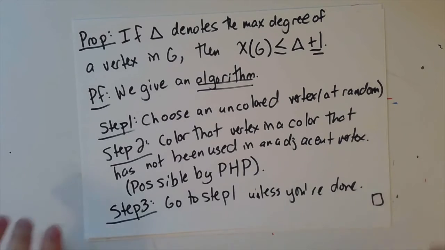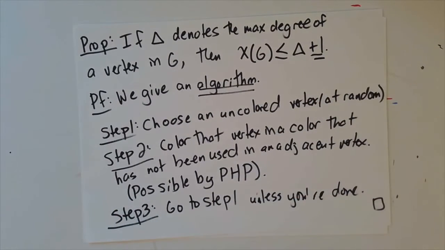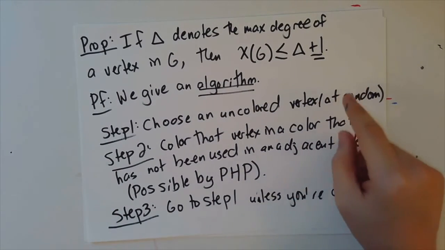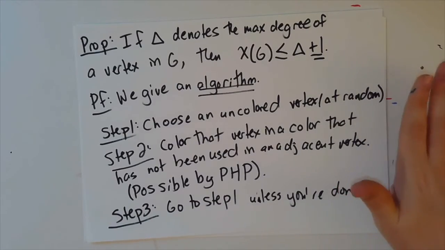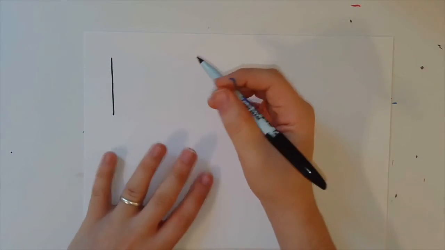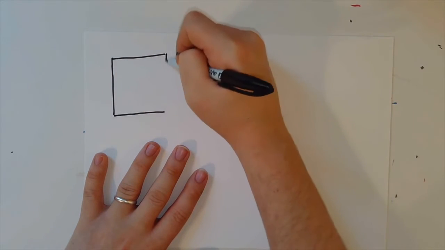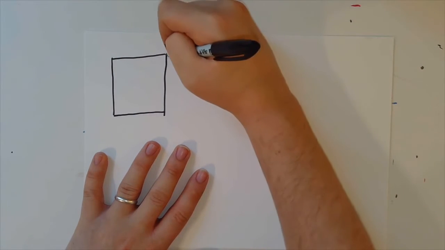So this is an algorithm, and this is actually a pretty good algorithm to use to try and come up with a reasonable coloring of a graph. And indeed, if you proceed in a way that is slightly less random, you might end up doing better than the algorithm suggests you will. So let's take this graph.